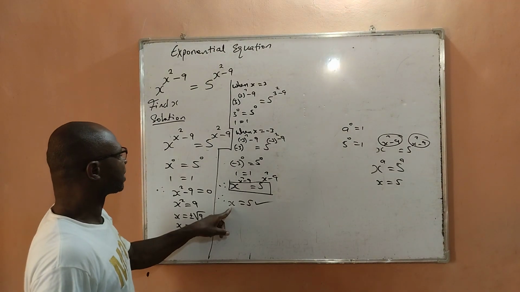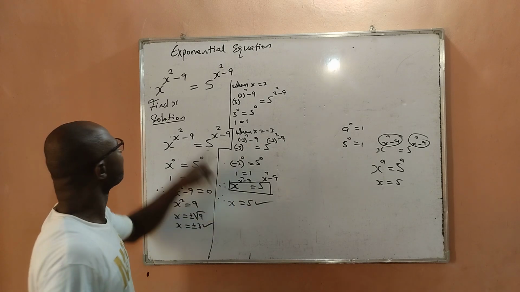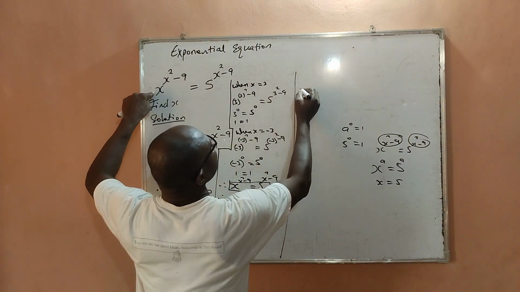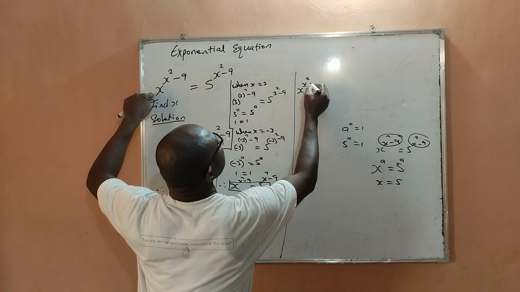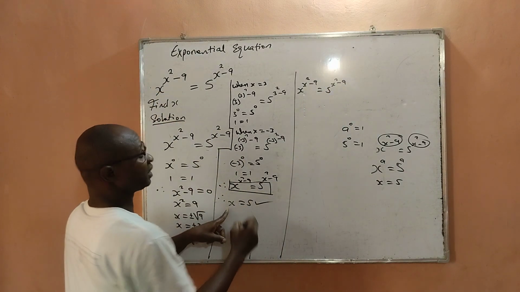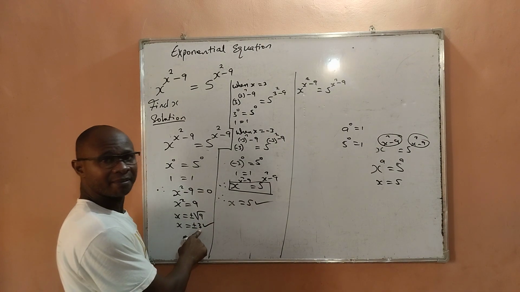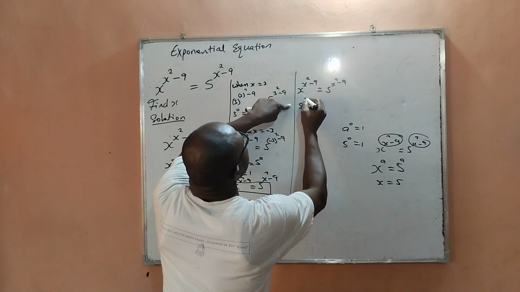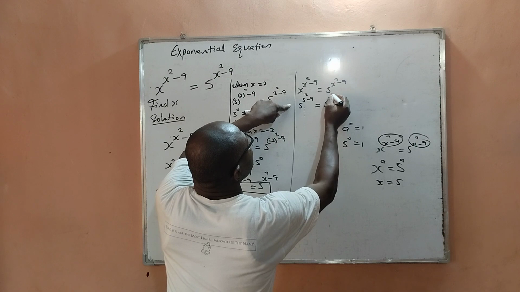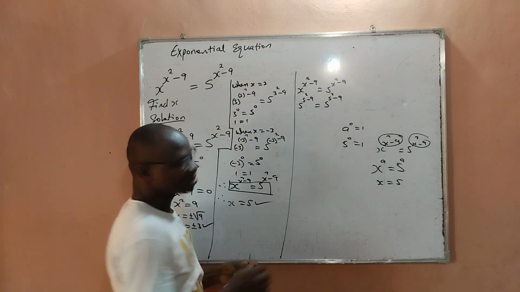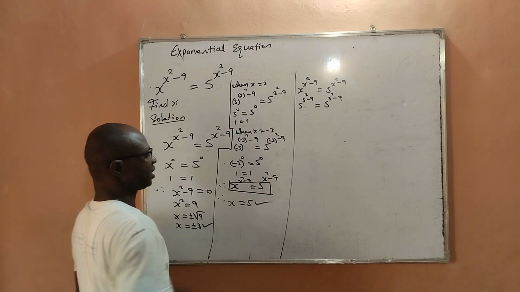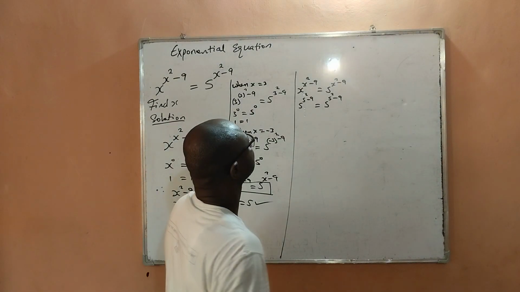Let us now test the value we have gotten. We replace the value of x equal to 5 into the original equation. From the original equation, x raised to the power 2 minus 9 equal to 5 raised to the power x raised to the power 2 minus 9. Now we have gotten x to be 5. Remember we tested plus 3 and minus 3. So what I will now have is 5 raised to the power 5 raised to the power 2 minus 9. Is it equal to 5 raised to the power 5 raised to the power 2 minus 9? I want to test this. When both sides are equal, it will authenticate the value of x equal to 5 as another value of x.